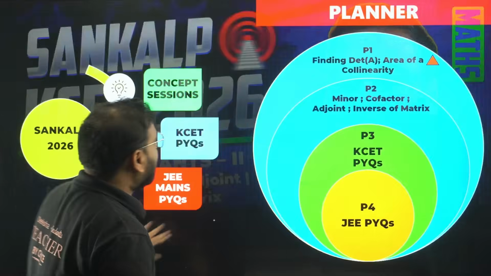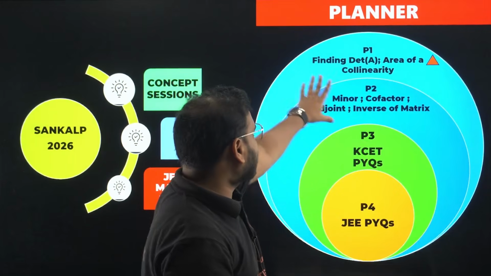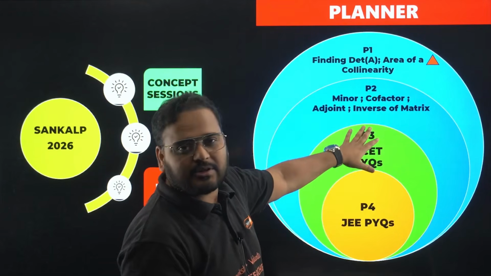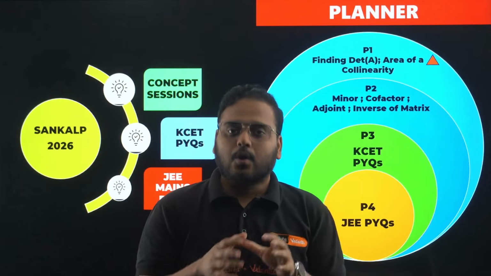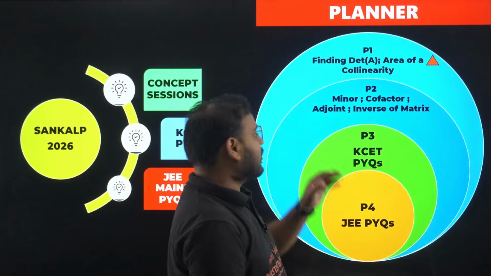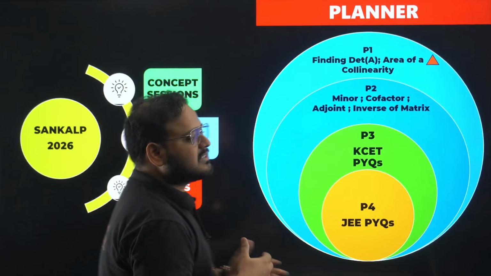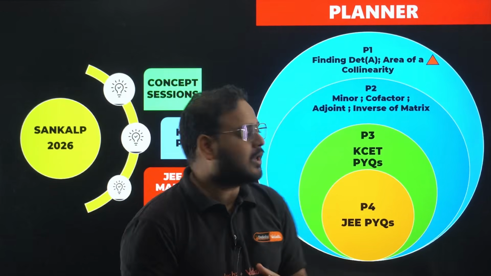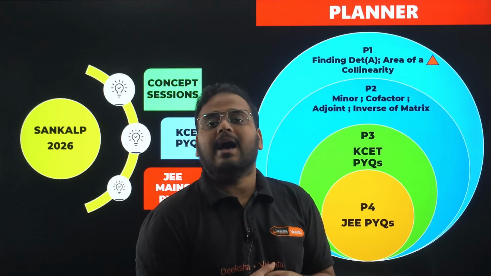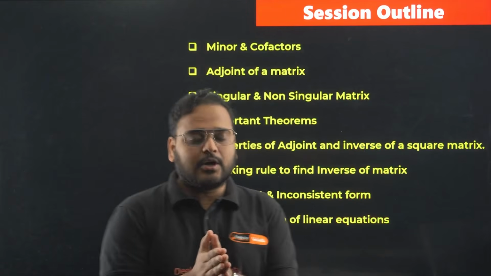Let's start. As you know, in the planner, part 1 is already covered. The foundation part was done: how to find determinant, 2 cross 2, 3 cross 3. Area of triangle, some questions we have done as well, and based upon the collinearity property we have dealt with questions too. Now in part 2, today we're going to talk about minors, cofactors, inverse and adjoint, and also some questions on consistent form, like solving linear equations. Part 3 will come later, on KCET PYQs, and part 4 will be JEE Mains PYQs.